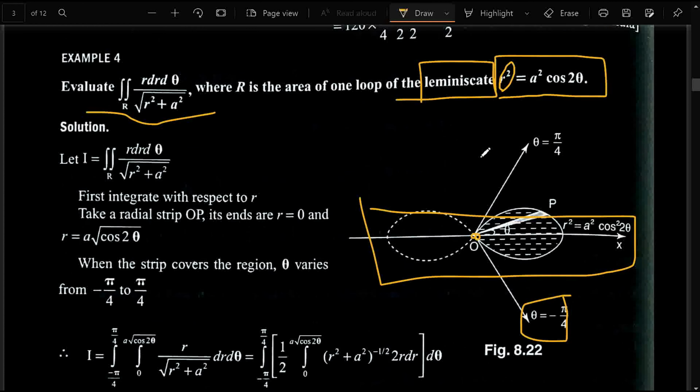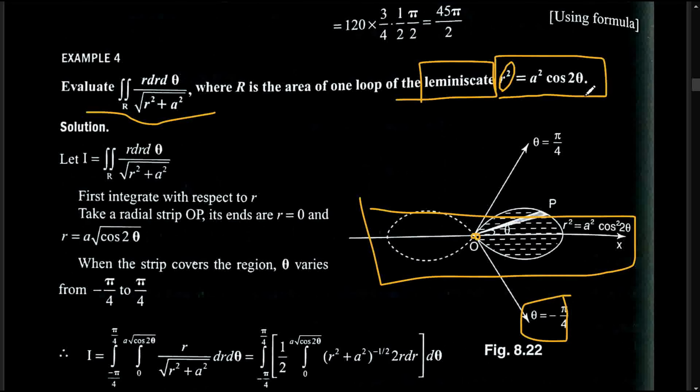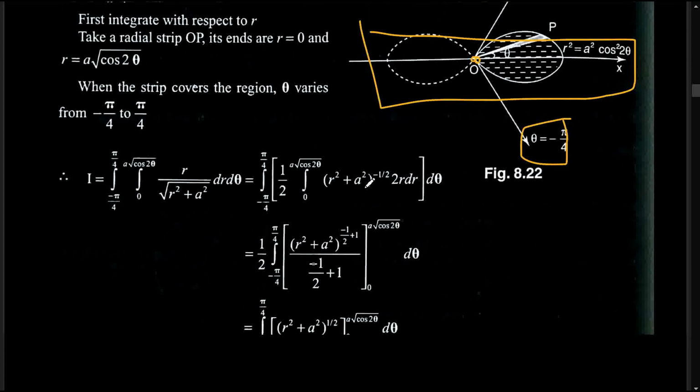So if you put r is equal to 0, then a square on this side becomes 0. So cos 2 theta is equal to 0. Cos 90 is equal to 0, so cos 90 is equal to cos 2 theta. So 2 theta is equal to 90, so theta is equal to pi by 4. That's it. Minus pi by 4 to plus pi by 4.